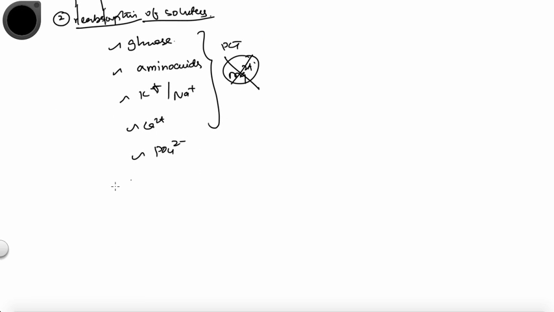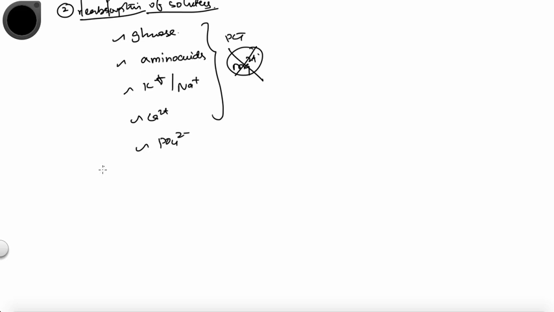And last but not the least, there are two other functions of the PCT which you should never forget.